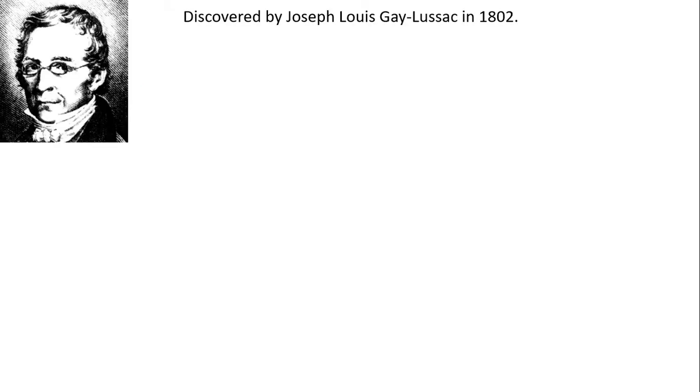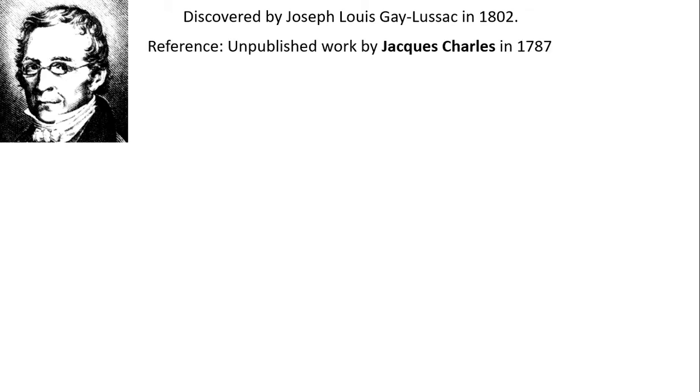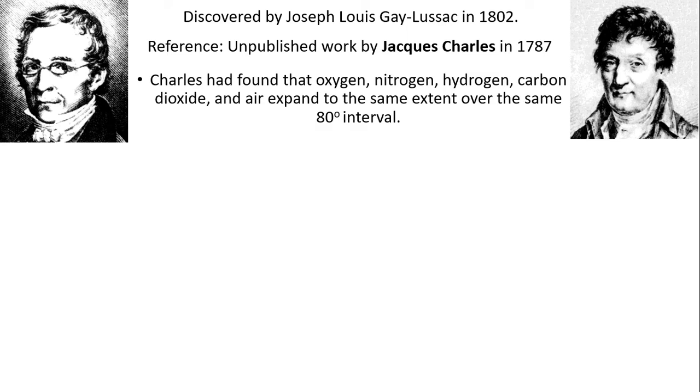So Charles' law is discovered by Joseph Louis Gay-Lussac in 1800. He referenced the unpublished work of Charles in 1787. That's why it's not credited to Gay-Lussac. That's why it's called Charles' law. Charles had found that oxygen, nitrogen, hydrogen, carbon dioxide, and air expand to the same extent over the same 80 degrees interval.